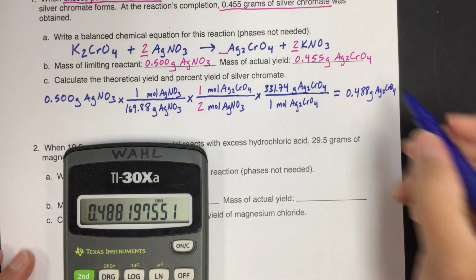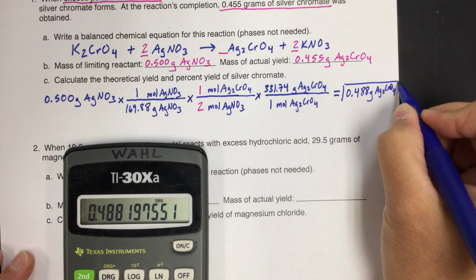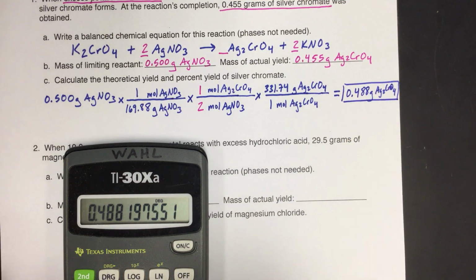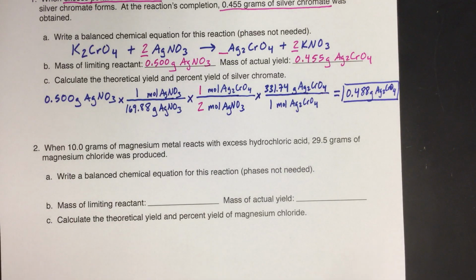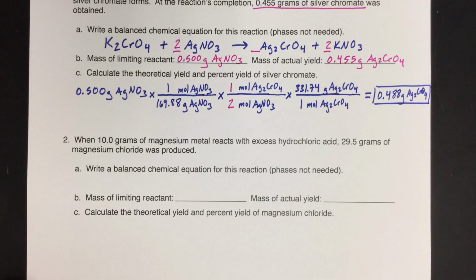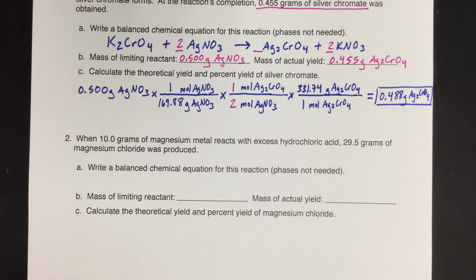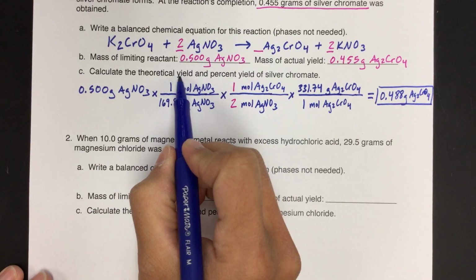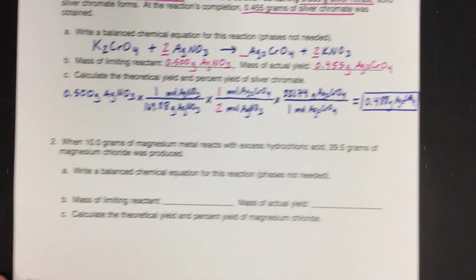Grams of silver chromate. Ran out of space, but that's okay. And then that's the theoretical yield. So we just did this. It says to also calculate the percent yield.